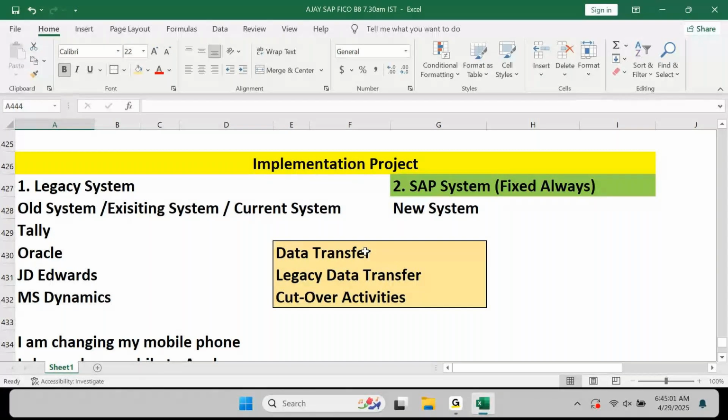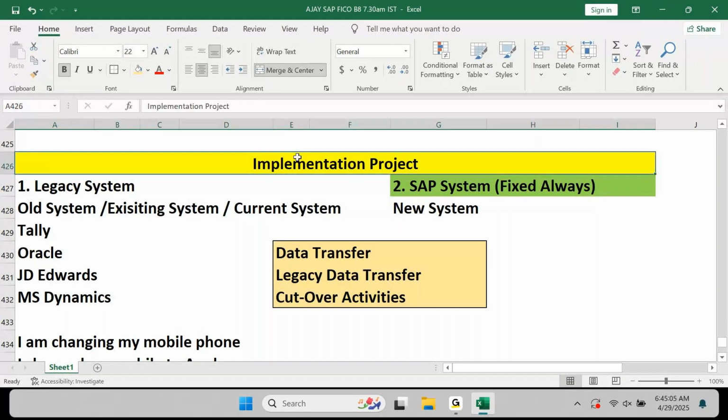Now, in any implementation project, you have two systems: old system, new system. New system is always SAP. Is that right? Out of the legacy and the other system, the new system is always SAP. Now, SAP will receive data from the old system, or SAP will send data to the old system? SAP will receive data from the old system.